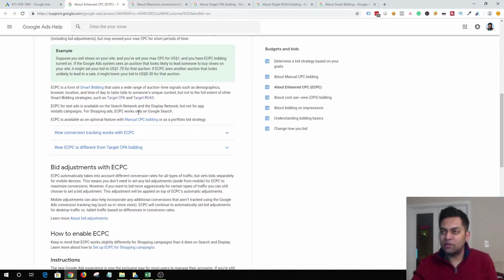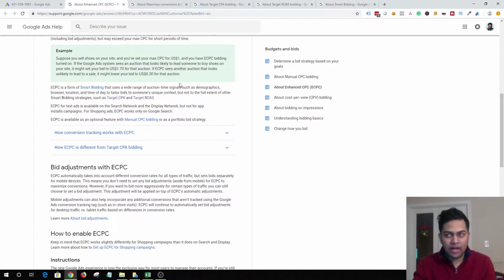So let's take an example over here. Let's say you sell shoes on your site and your max CPC is $1. Then with enhanced CPC, Google will auction, and if it finds out that someone is more likely to buy shoes from your site, then it will increase the bid amount to $1.70. But if it finds out that the click will not result in a sale, then it will lower the bid to 30 cents. So that's how enhanced CPC works.